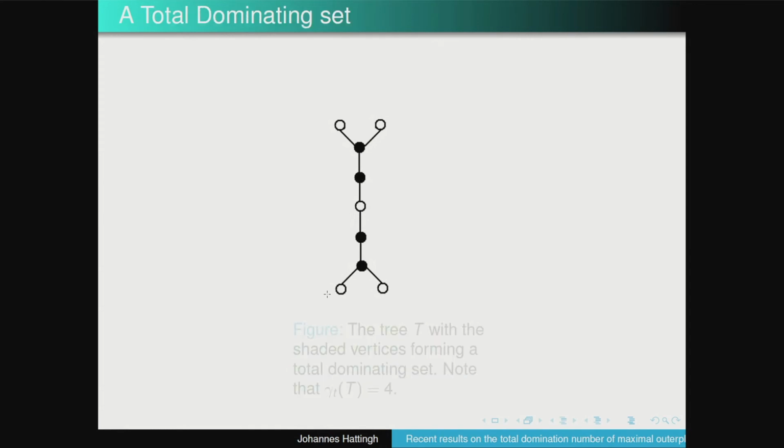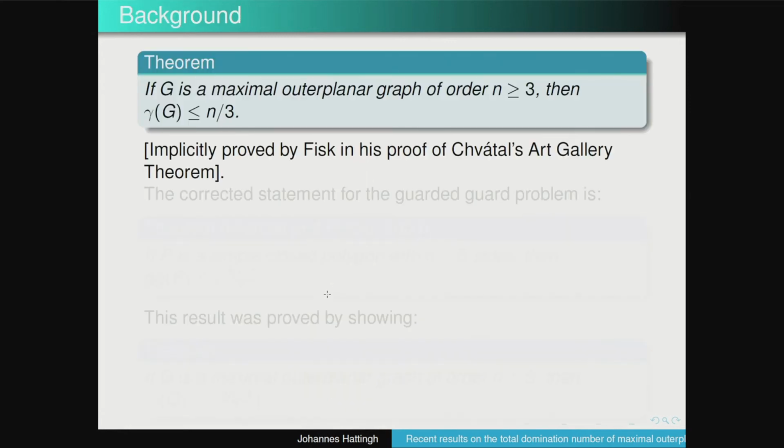And then the tree T with the shaded vertices forms a total dominating set. So if you look at that, then that's going to be a total dominating set. And again, you can't do that with fewer, so gamma T of that tree is going to be 4.